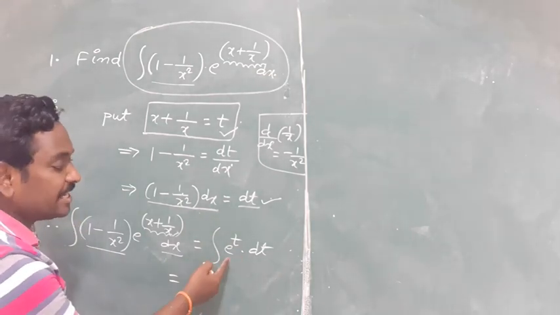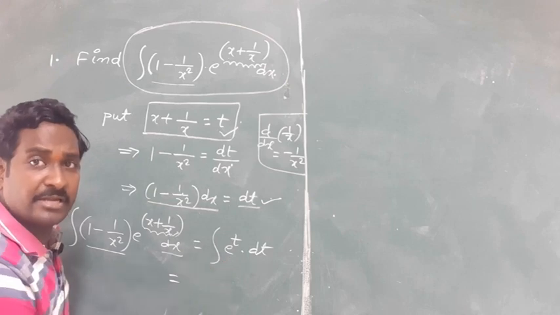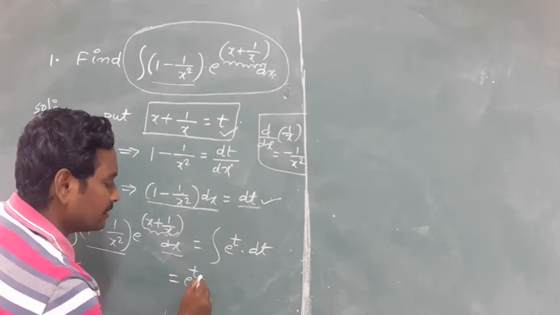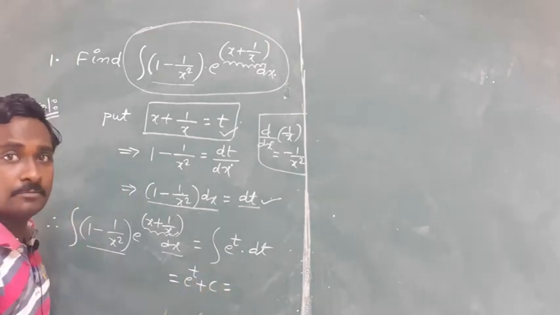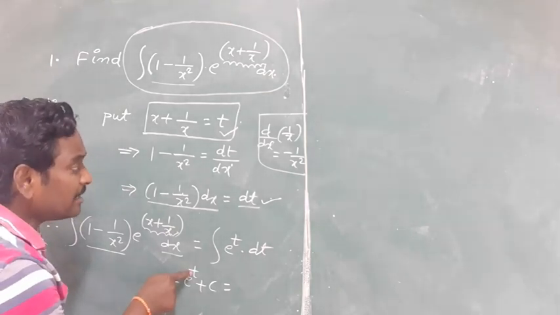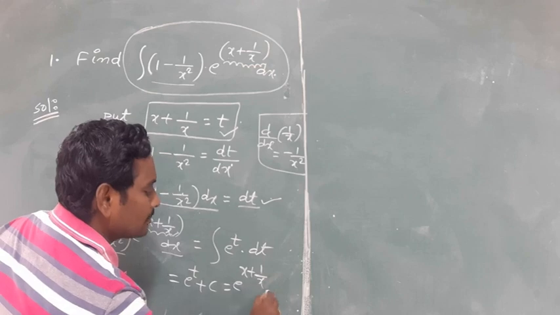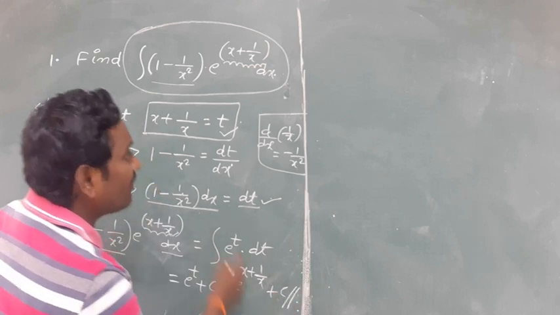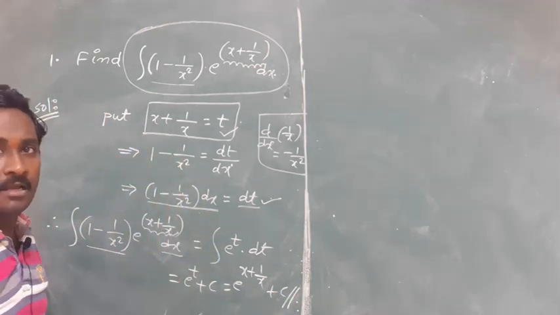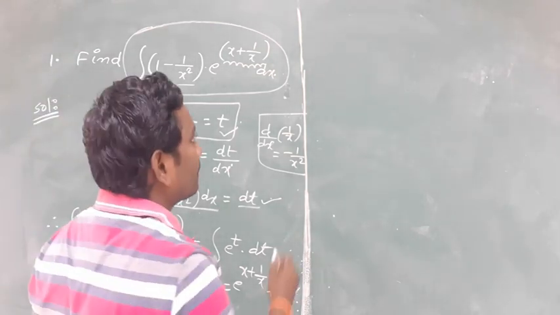What is the integration of e power t? E power t itself. That's why e power t plus c. Replace the t value: e power (x plus 1 by x) plus c. This is the result of the given problem. Please see the next problem.